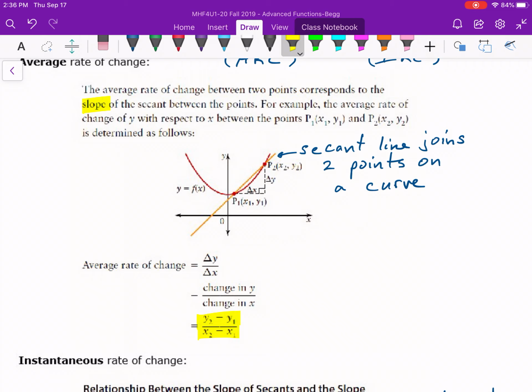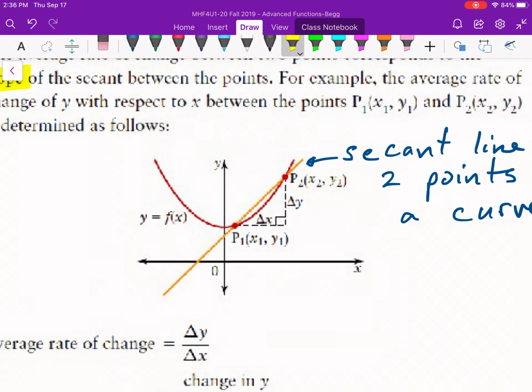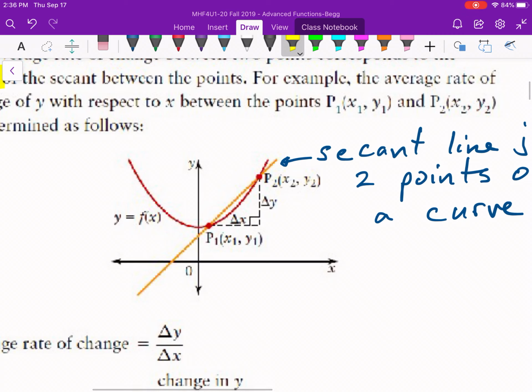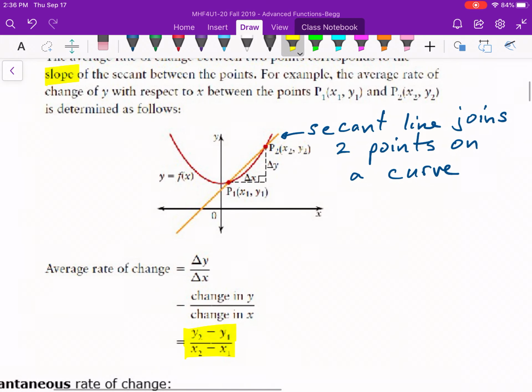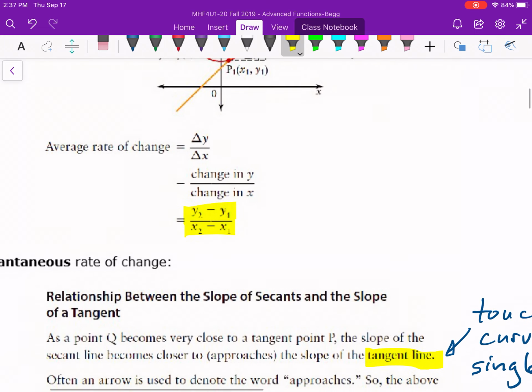So if that red graph here, this quadratic it appears to be, the red parabola, is our function, if I want to find the average rate of change between point 1, P1, and point 2, P2, I can connect them with a straight line, treat them as if it's a straight line between those 2 points instead of the curve, and get the slope of it. That's what average rate of change does. So really easy to implement, treat it exactly like you're doing slope.